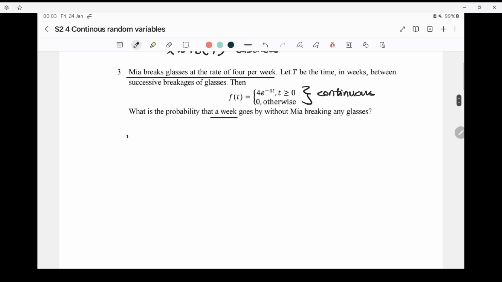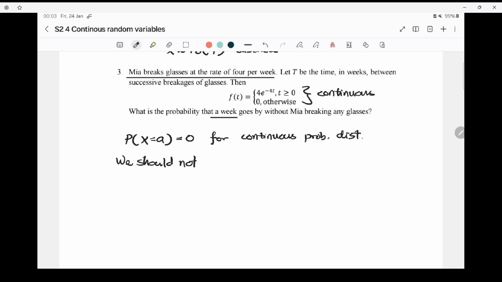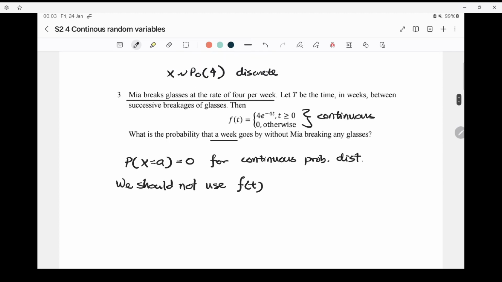Previously, we already said that for a continuous random variable, you cannot have something like this because this will give you 0. So this is for a continuous probability distribution. Then it means that we should not use F(t) because it doesn't make sense. So what you're left with is basically using the discrete version.